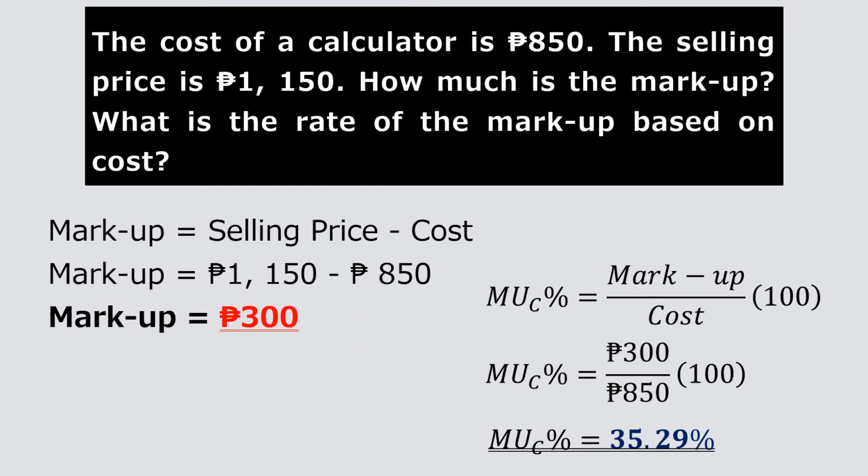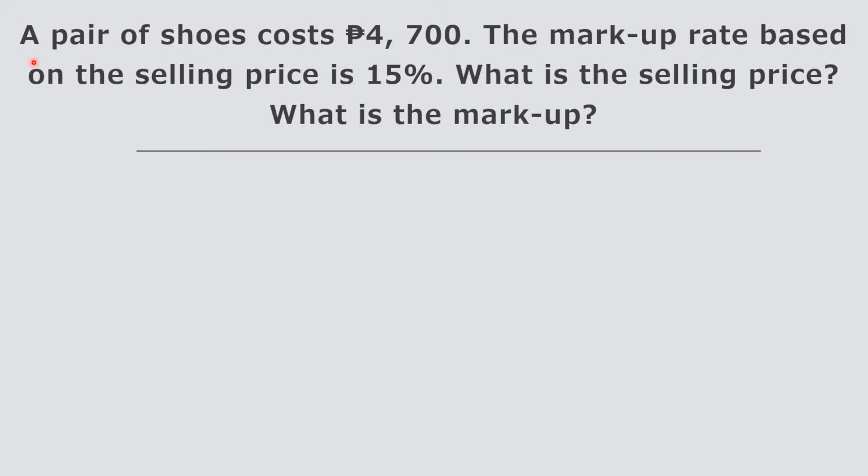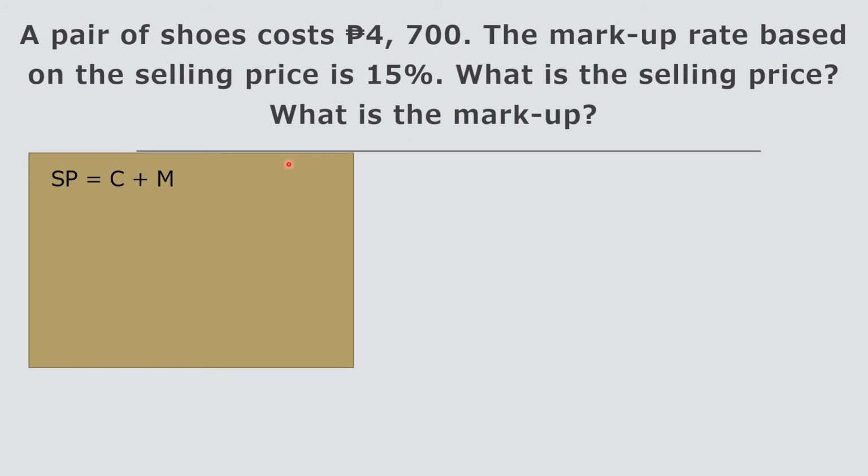Now let's proceed. Here we have a pair of shoes costing 4,700 pesos. The markup rate based on the selling price is 15%. What is the selling price? And what is the markup? So let's proceed with answering the first question. What is the selling price? So we have to use the formula selling price is equal to cost plus markup.